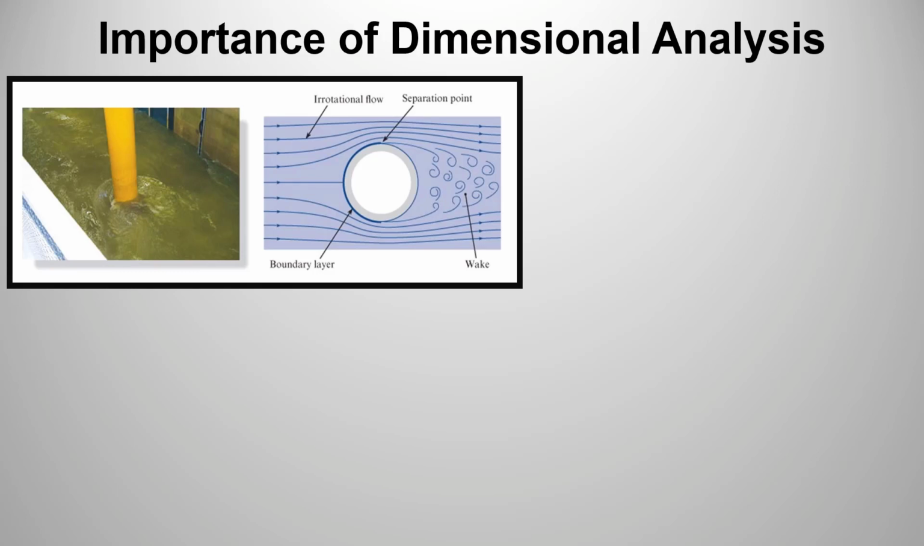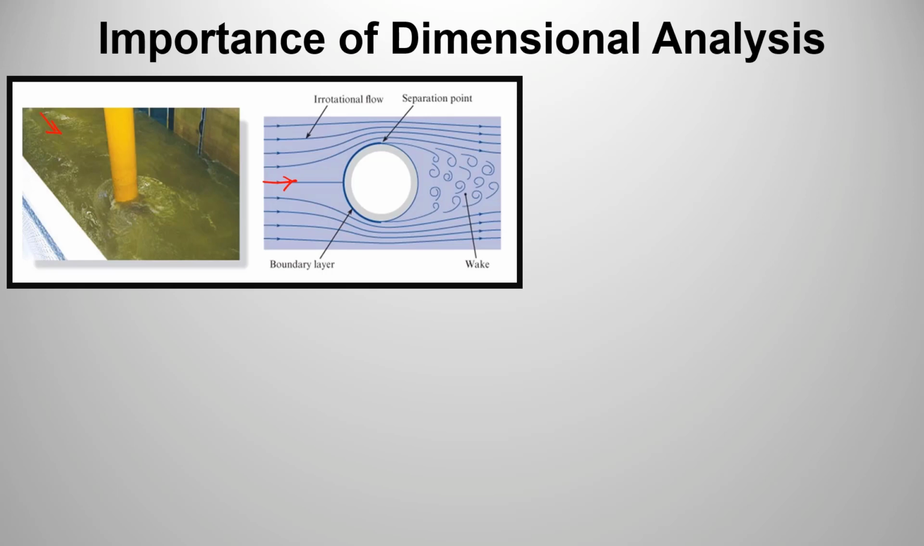Let's start this session by talking about the importance of dimensional analysis. We're going to have a thought experiment first to make things crystal clear. As you can see in the left-hand side photo on your screens, you have a cylinder placed right in the middle of a flow that is moving in this direction.